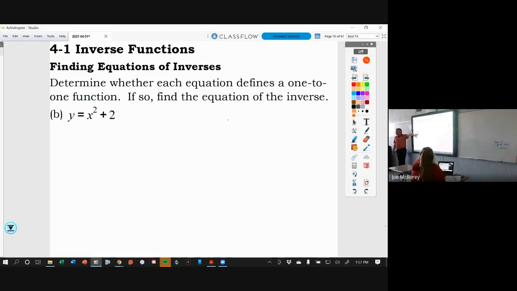Okay, is it one to one? No, it's a parabola. It's a function. Okay, no inverse.